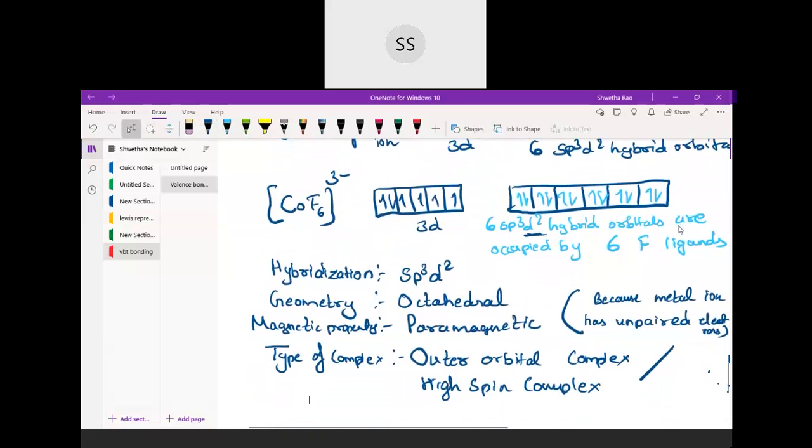If the hybridization is sp3d2, I told you 6 orbitals are there, and 6 means it has to be octahedral. So geometry is octahedral. Then you have to check the magnetic property. To check the magnetic property, you have to see whether the metal orbitals have paired electrons or unpaired electrons. If they have unpaired electrons, then it is paramagnetic. If everything is paired up, then you write diamagnetic. Here we saw that there are unpaired electrons, so we wrote paramagnetic. Then you have to find out what type of complex it is. Since the d orbital is outside at the end, it's an outer orbital complex, also called a high spin complex.